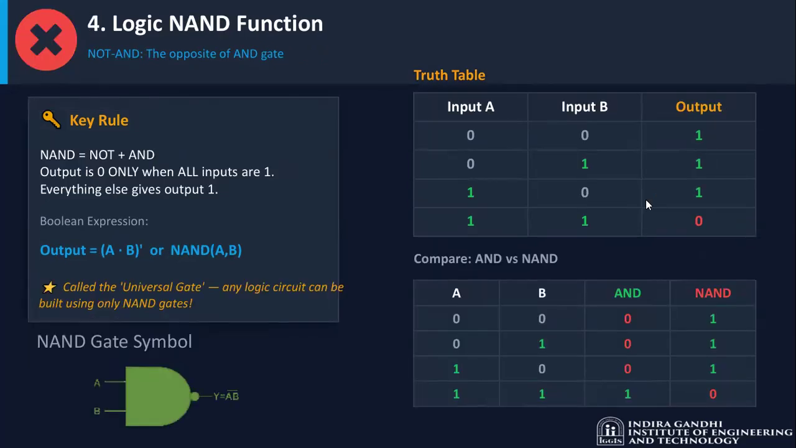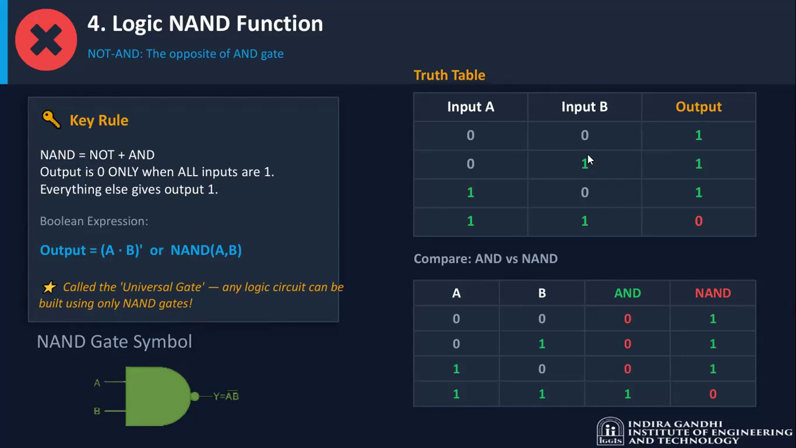Next one is the logical NAND gate. Simply, we can say it is a NOT plus AND. Look at the symbol of this NAND gate. If we give two inputs, input A and input B, we get an output Y equal to A dot B, the whole bar, or we can say NAND of A, comma B. So the simple rule behind this NAND gate is output is 0 only when all the inputs are 1.